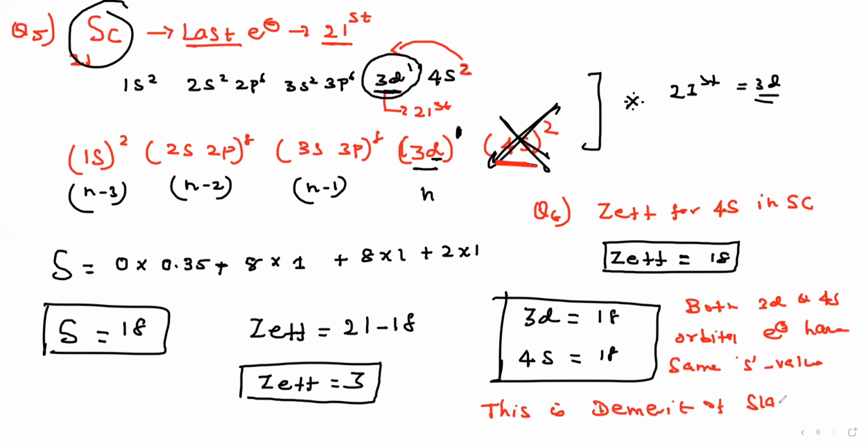Now do this question. For Z effective for 4s electron, apply the same method, surely you will get S value of 18 only. Sorry, it's not Z effective, the S value is 18. They have the same S value. Same S value, but the 3d subshell and 4s subshell are different. This is one of the demerits of Slater rule. Now, this is very, very important for MSc entrance exams.